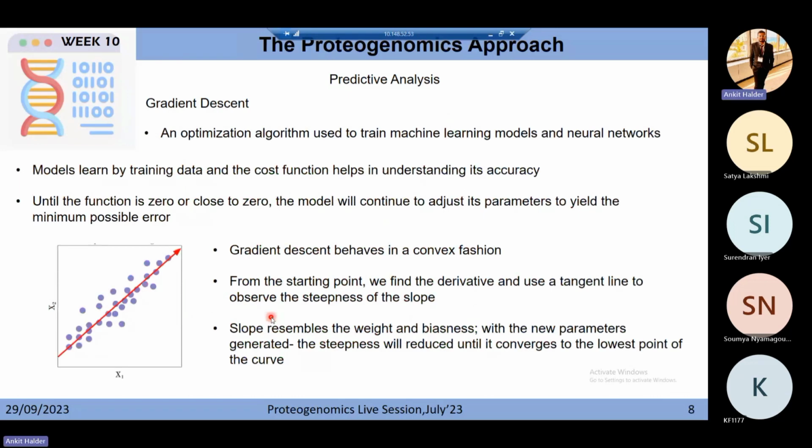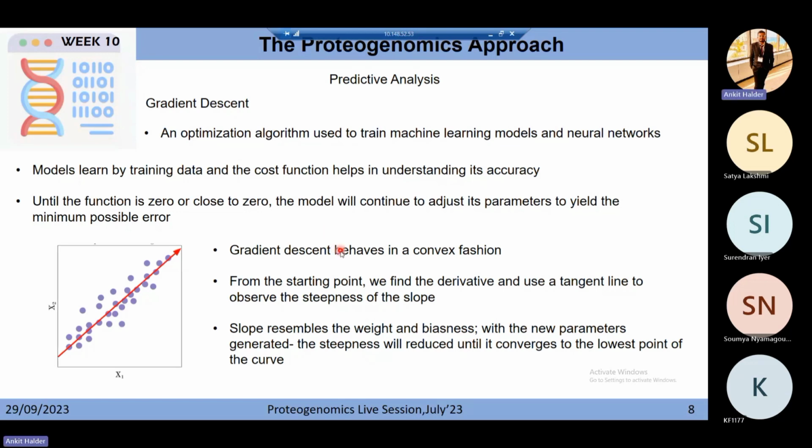Until the cost function tends to zero or close to zero, the model will continue to adjust its parameters to yield the minimum possible error. It's a simple concept: until the cost function is zero, it will possess a certain error rate along with it. So what it is trying to do is make the function tend to zero or close to zero, and the model will continue to adjust its parameters and yield the minimum possible error.